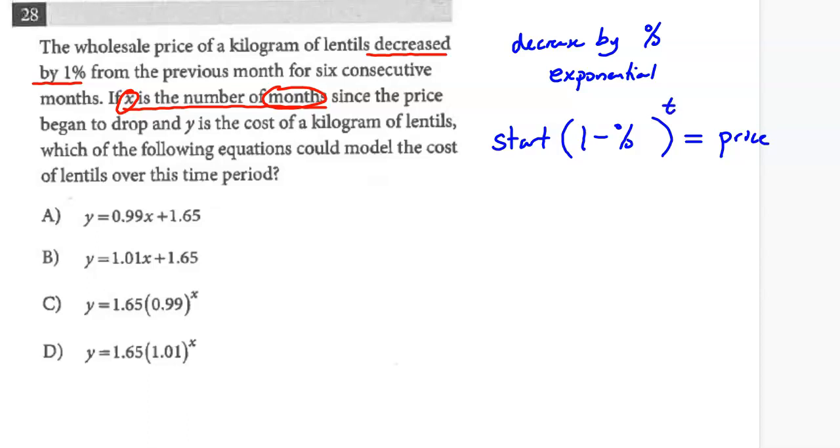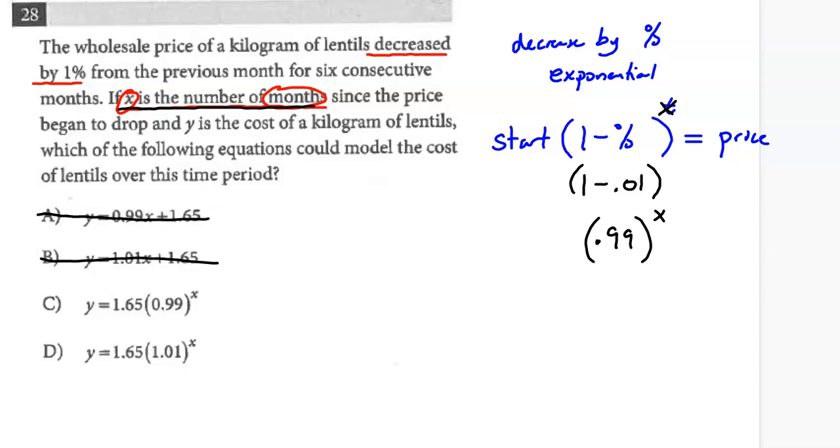So if I want to do this problem, basically if I do a 1% drop, that's 1 minus 0.01. All right. So I know right now in my parentheses, I need a 0.99 to, and I guess I shouldn't use t here because it says x is the number of months. So I know that has to be in my equation. So that wipes out these, they are linear. It can't be linear because you're decreasing by a percentage each month.